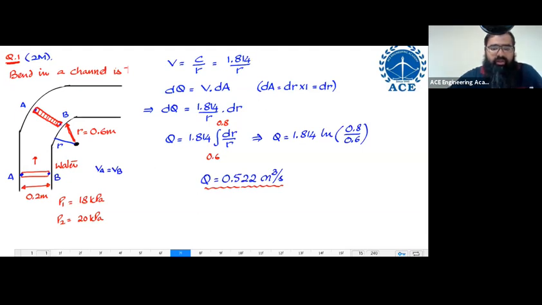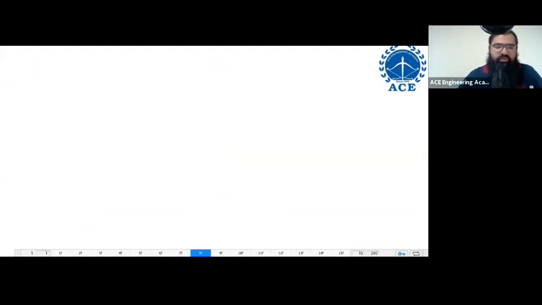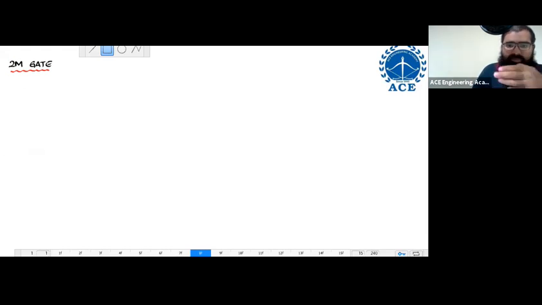Let me take one more question. This question is a very interesting question. This was asked in the GATE examination for 2 marks. This is a 2 mark GATE question. Look over here. This question is slightly difficult. I'll try to make it simple by asking you 3 stepwise questions. You try to participate, you also try to solve this question.